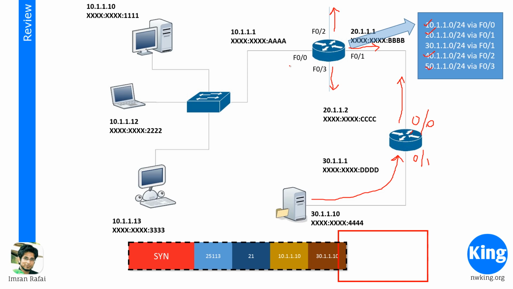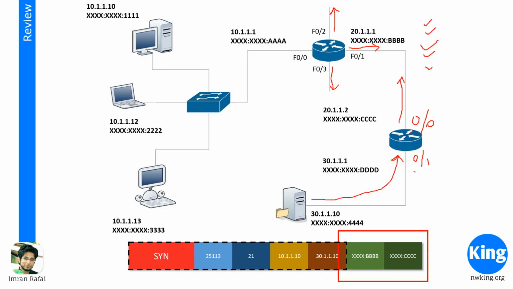So let's assume, after this device looks at that packet and says, if you want to go to the 30 network, please follow this path, that is F0/1. It says, okay, fine. It puts the source MAC address BBB and the destination MAC address CCC, and sends it out. That frame goes to this device.